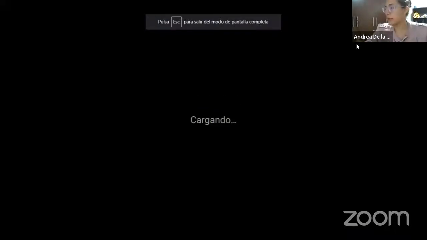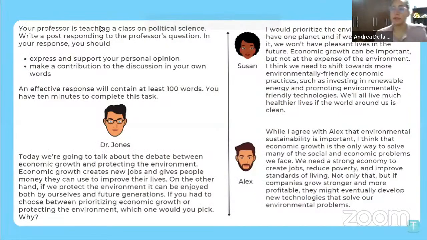So the instructions say, your professor is teaching a class on political science. Write a post responding to the professor's question. In your response, you should express and support your personal opinion and make a contribution to the discussion in your own words. An effective response will contain at least 100 words. You have 10 minutes to complete this task. So it's the same instructions as usual, right? You just have to write a post answering the question where you express and support your opinion, and plus you gotta make also a contribution to this discussion.